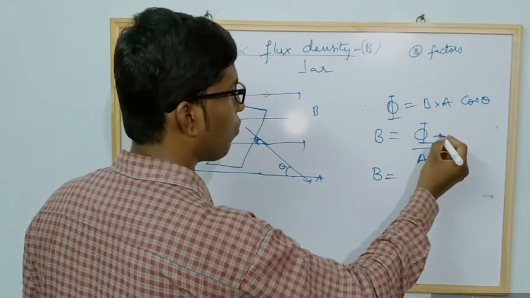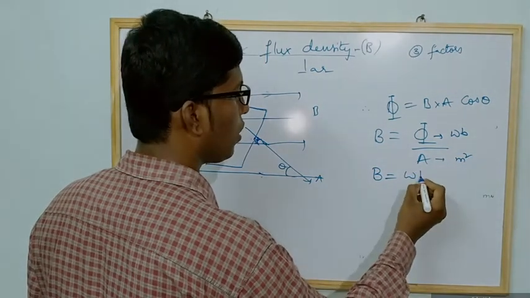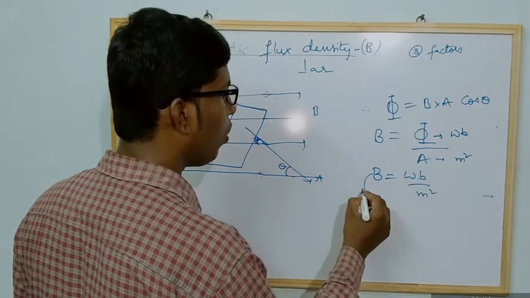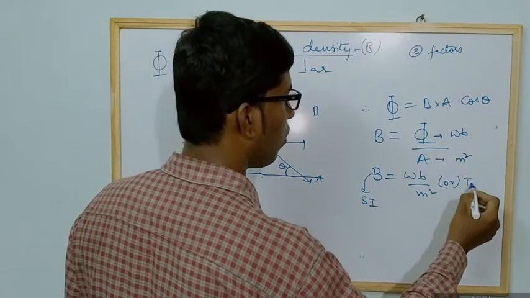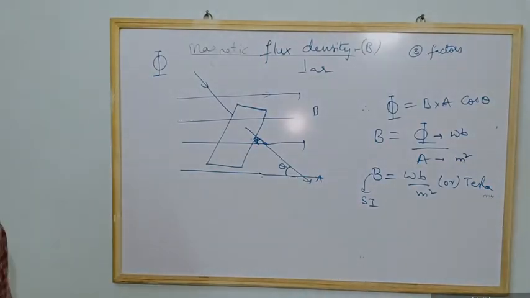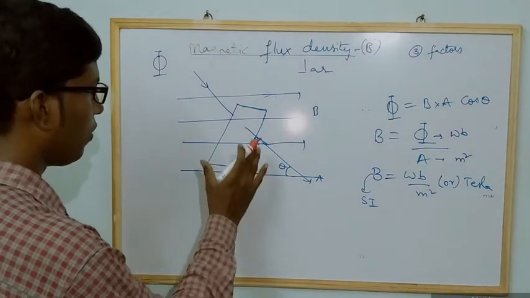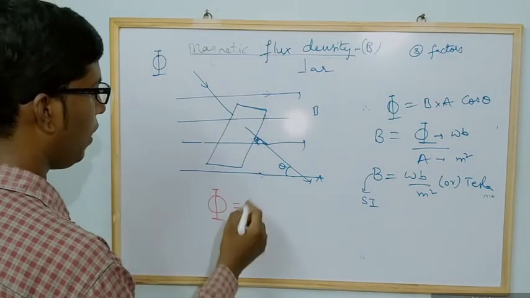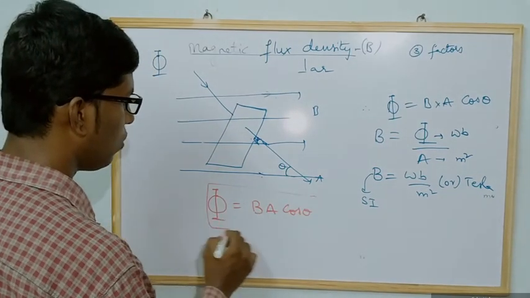So in this case, flux unit is Weber and area is meter square. So what is the SI unit of magnetic flux density? It is nothing but Weber per meter square, or it is also called Tesla. So this is the formula you need to remember about magnetic flux density. Very, very important. The formula you have to remember to calculate the magnetic flux when the plane is placed at some angle is phi is equal to BA into cos theta.